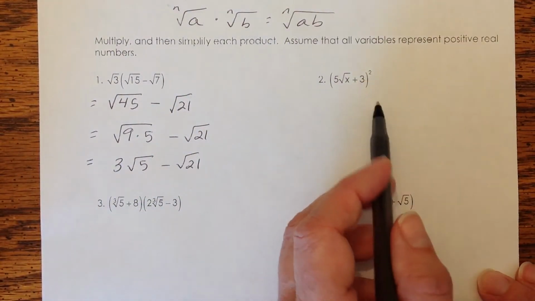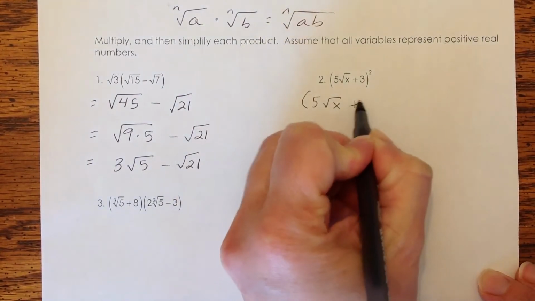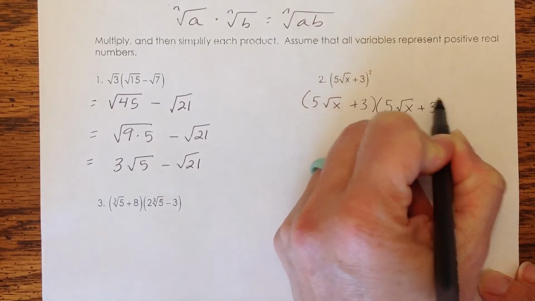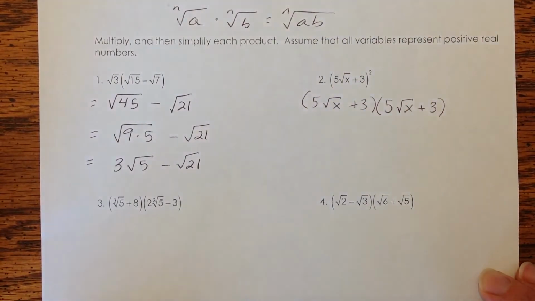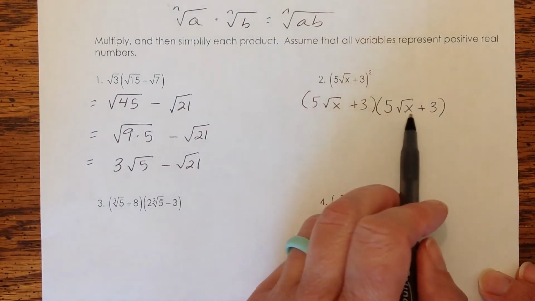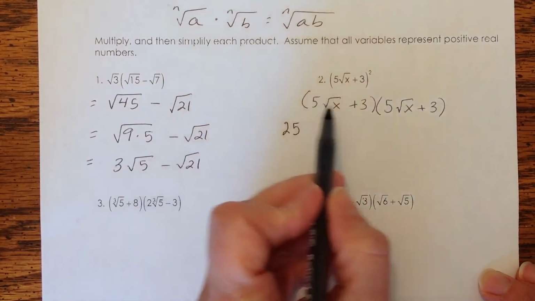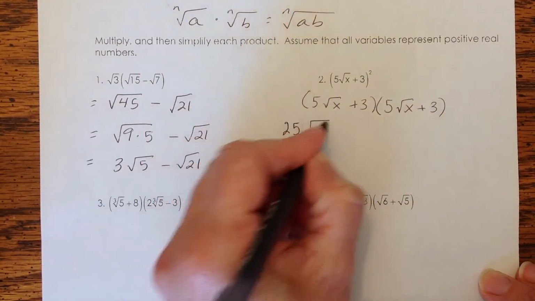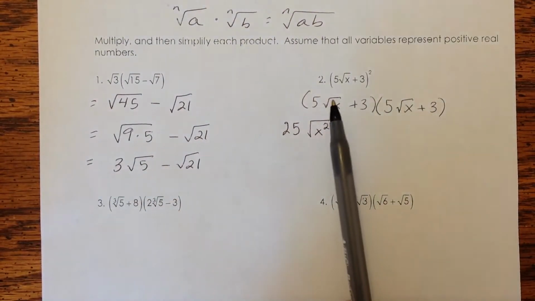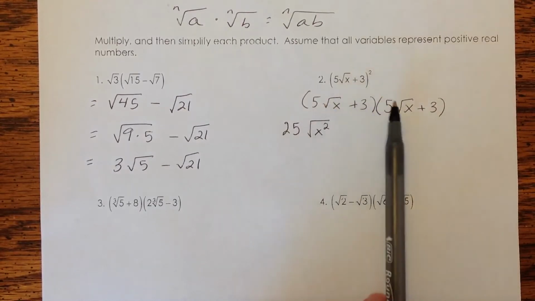Here, to do this one correctly, we're going to write it twice. So we're going to say 5 square roots of x plus 3 times 5 square roots of x plus 3. We then use the FOIL method. So 5 square roots of x times 5 square roots of x, you multiply the 5's together for 25. And then square root of x times square root of x is the square root of x squared, because the rule is you keep the same index and you multiply the radicands together. That was the first part of FOIL.